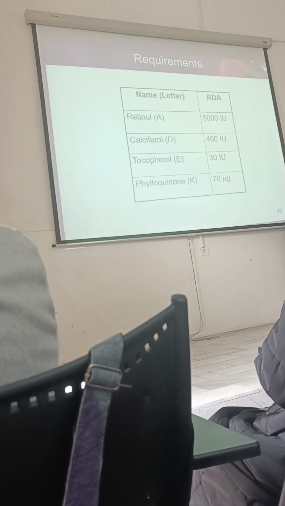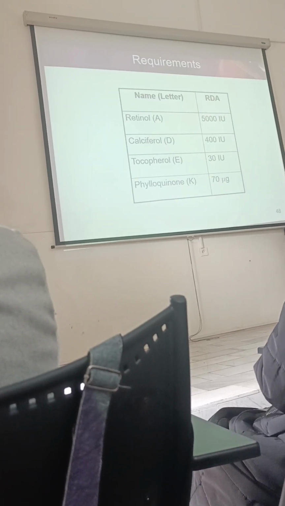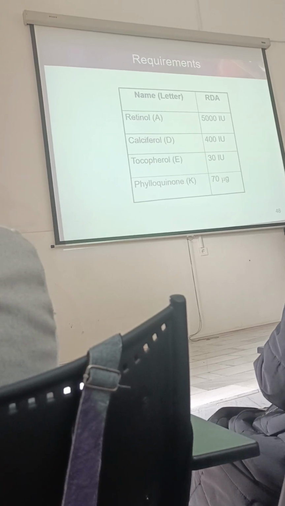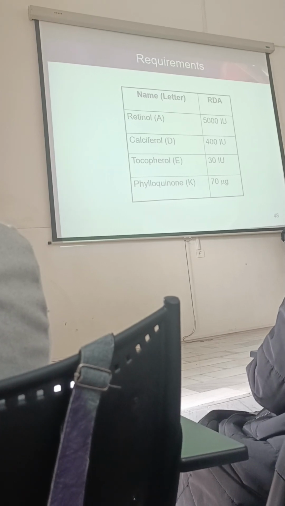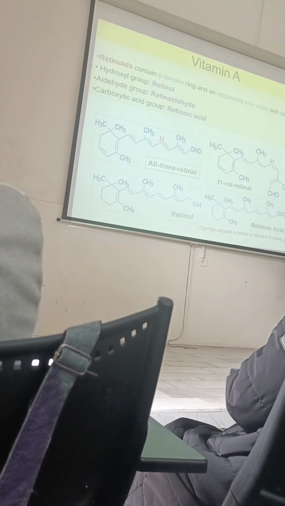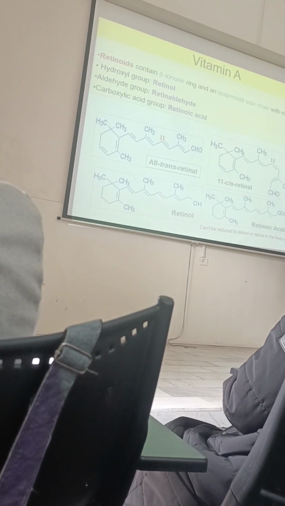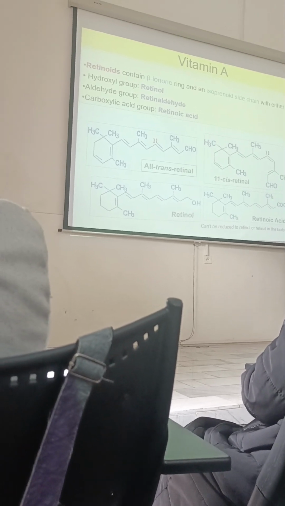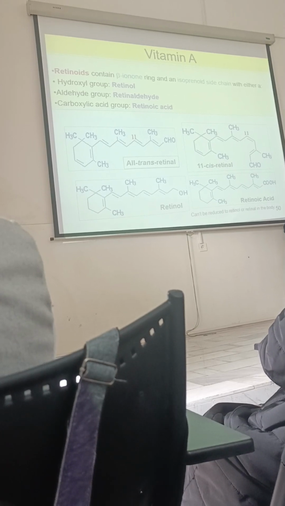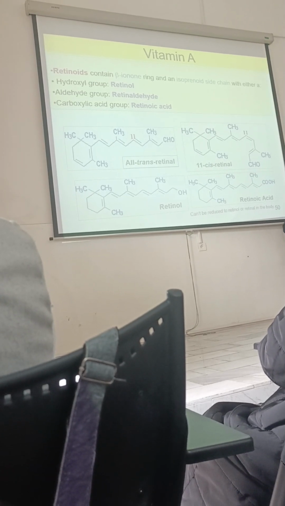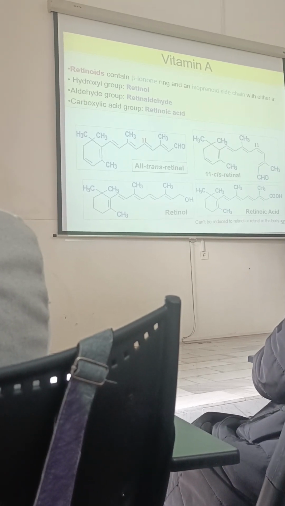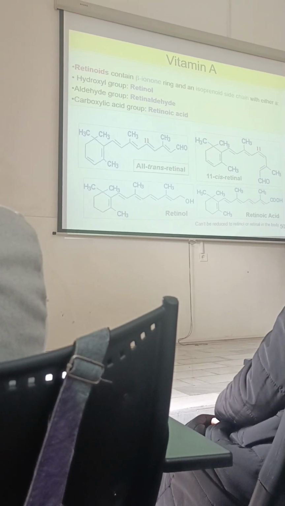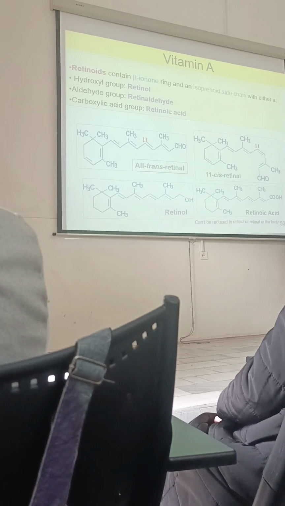The RDA is not important, just useful if you want to compare different supplements from different companies. You can compare whether it is enough to take, for example, this supplement or not. About vitamin A, we have three forms, okay? What is important? We have different roles and functions. Retinol is for the reproductive system. Retinal is for the visual cycle. Retinoic acid can act as a transcription factor for growth and differentiation, okay?